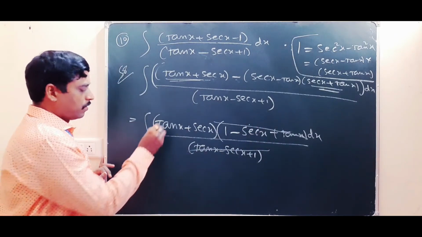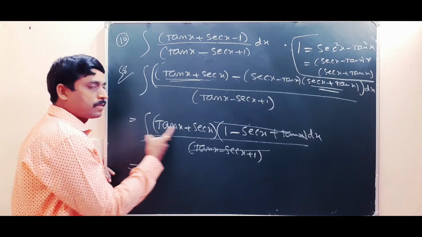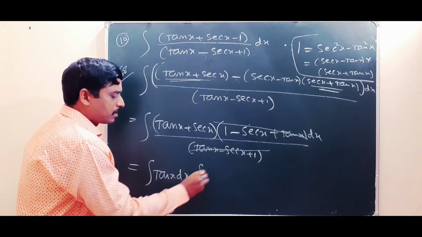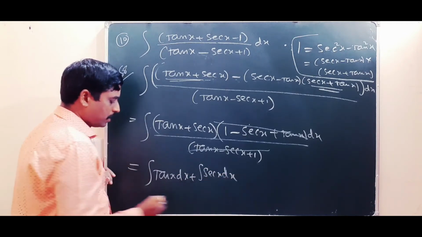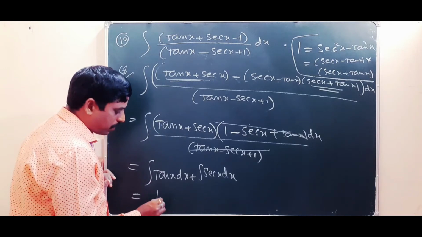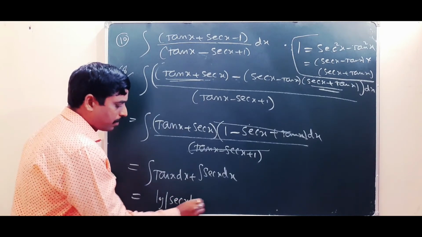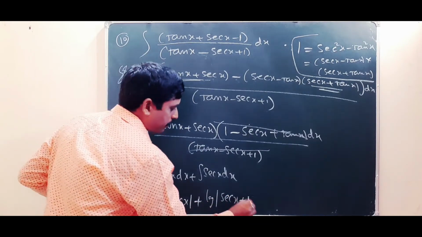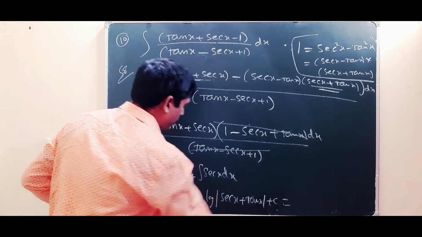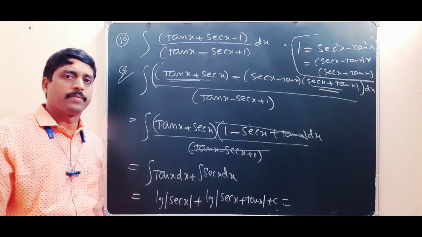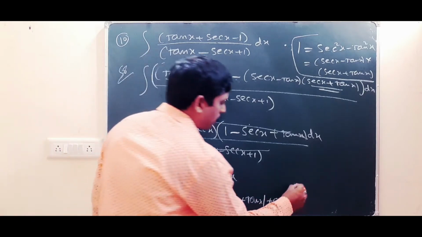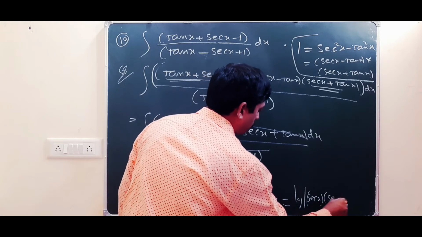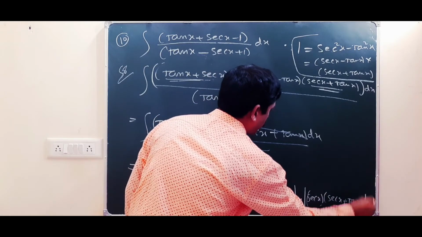So what is the integral? We have tan x plus secant x dx. So integral tan x dx plus integral secant x dx. Integral tan x is log secant x, and integral secant x is log mod secant x plus tan x. Using the log a plus log b formula, which is log ab, we get log of secant x into secant x plus tan x. So this is the answer.